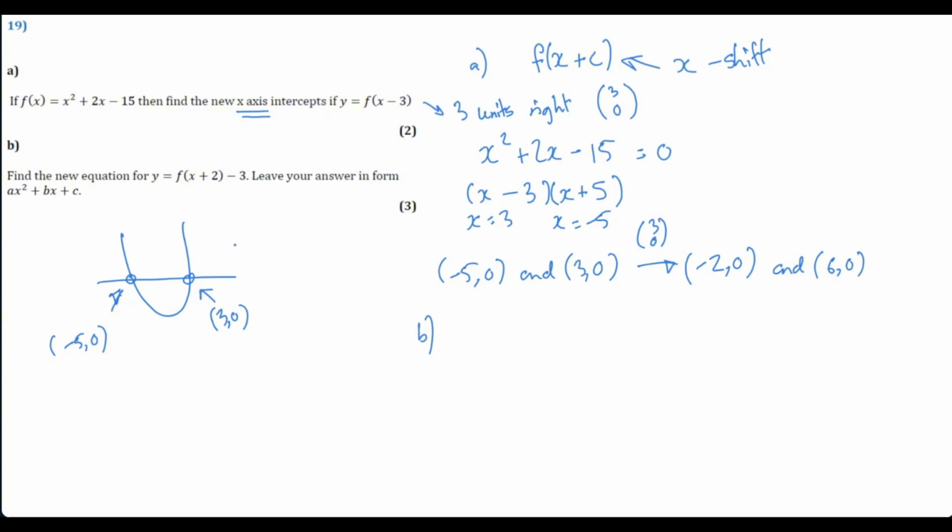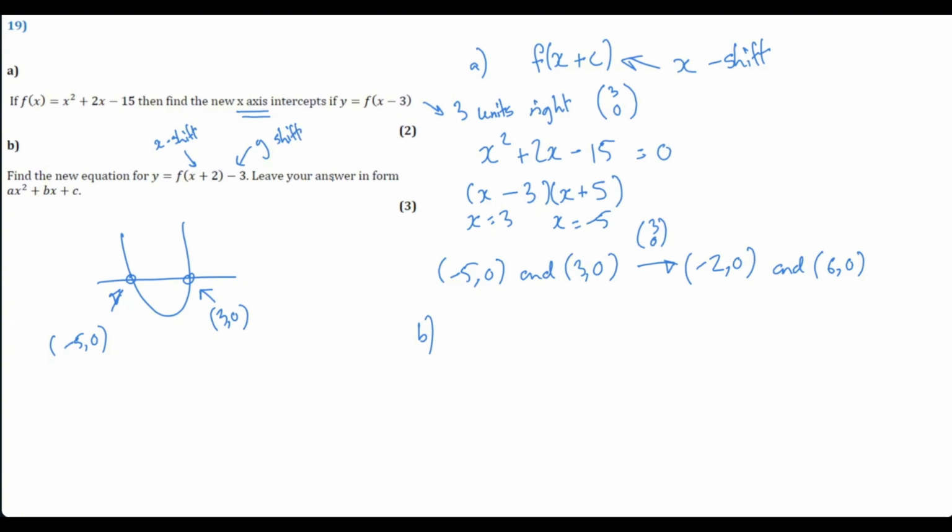So this is a mix between graph functions and functions. Essentially what we're plugging in is x plus 2. Now, just like part A, this is an x shift. This part here is an x shift. This minus 3 on the outside is a y shift.